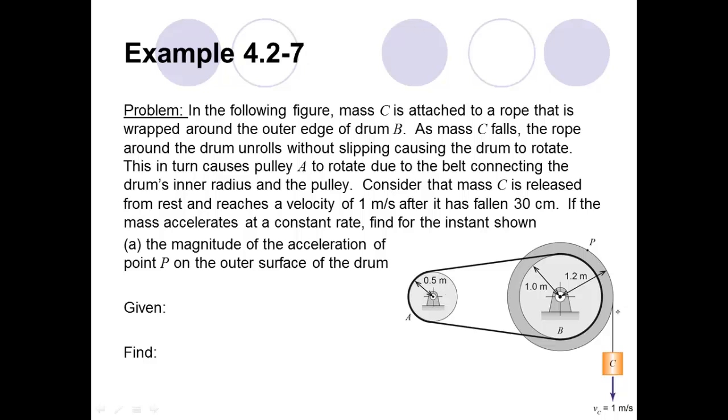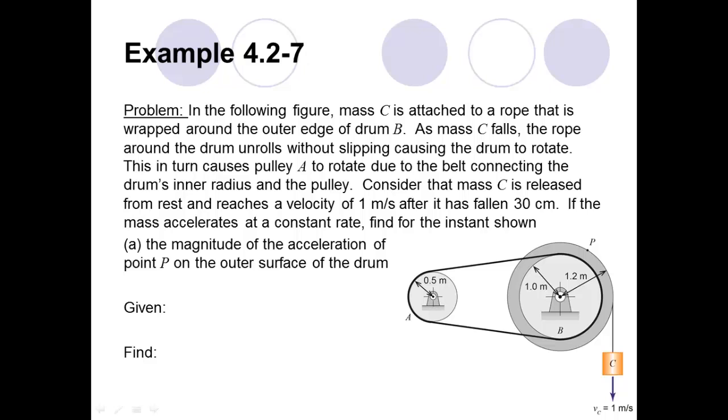And furthermore, the fact that this mass is connected via a rope that unwinds without slipping means that the motion of mass C will also relate to the rotation of this drum. So once we understand what's happening, mass C falls, and as it falls, the rope pulls this drum around, and then the movement of this drum causes this belt to move, which then in turn causes this pulley to move.